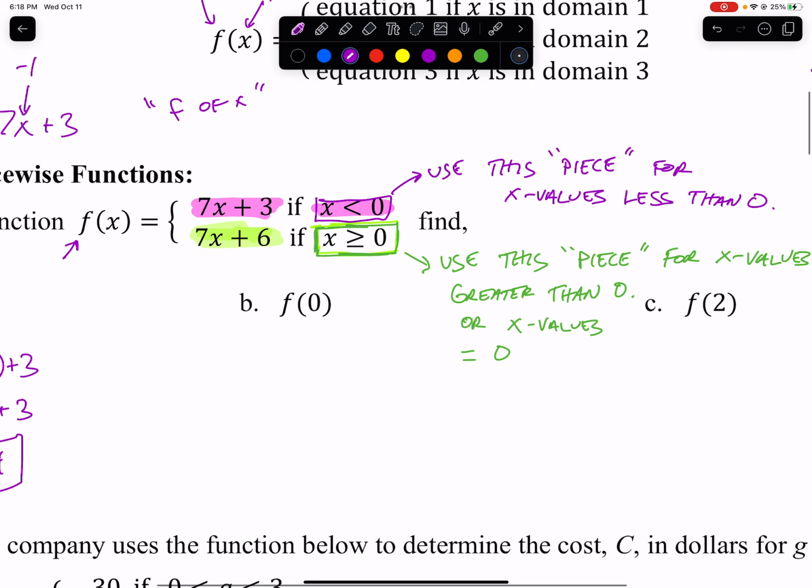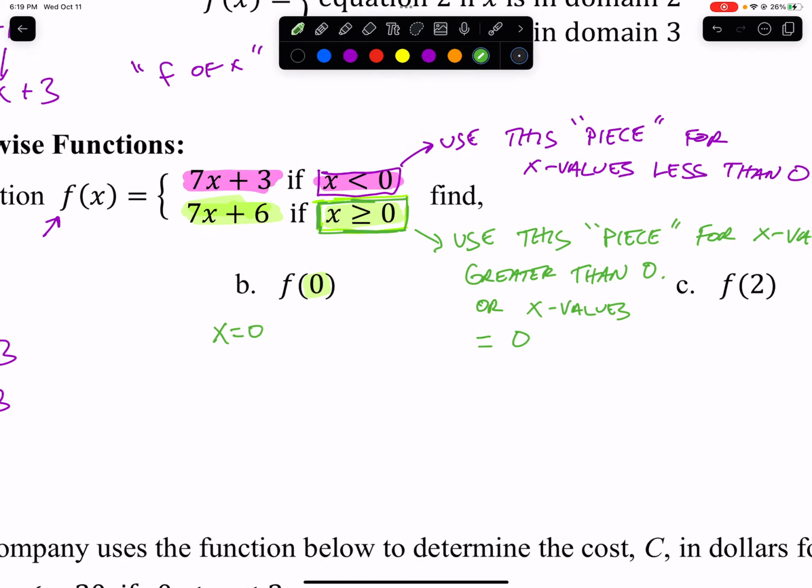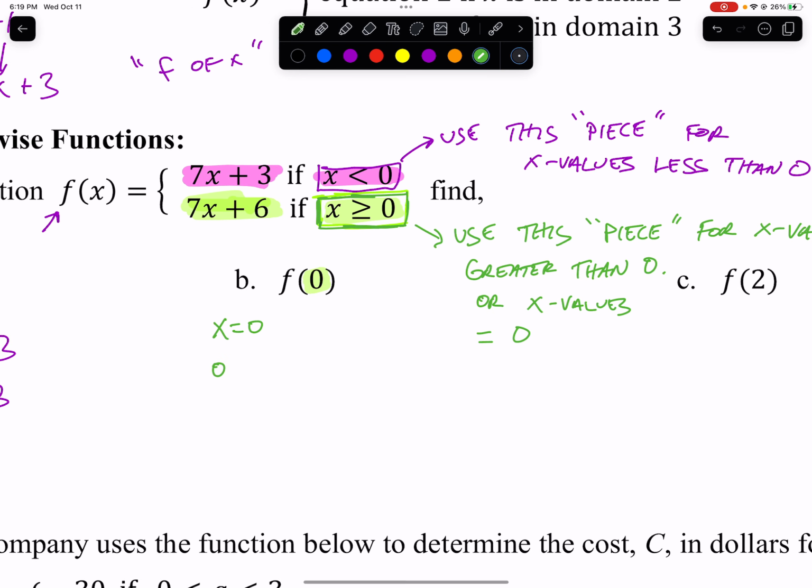Now let's go to f of 0. So f of 0, that means that our x value is equal to 0. Right? This is the x value we're plugging in. And it seems that 0 is equal to 0. So that fits our bottom green domain. So that means we're going to use the bottom piece. So 0 is greater than or equal to 0, right? So that fits our bottom piece. So that means we're going to use the second piece or the bottom piece to plug in 0. So it's going to be 7 times 0 plus 6. 7 times 0 is 0. 0 plus 6 is 6.